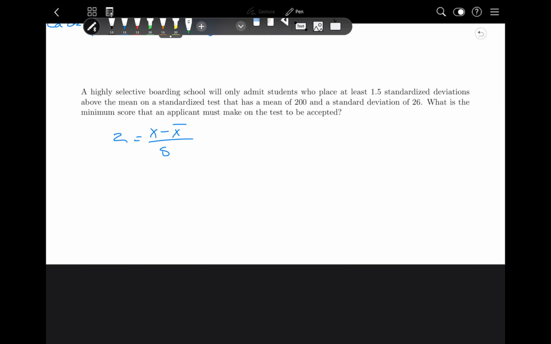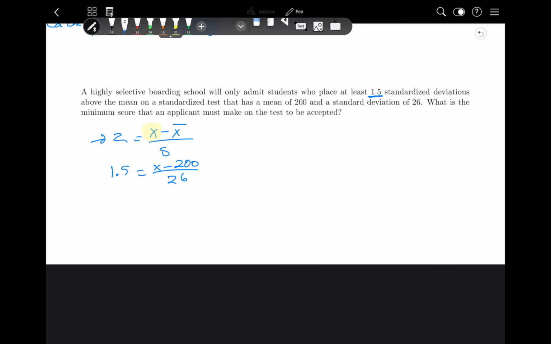Now in this case, the value we're looking for is not the Z-score, but the test score. So the test score here is the data value, so that's X. That's what we're looking for, that X value. So we want to plug in our other values and then solve for X. Our other values: we have 1.5 standard deviations, and standard deviations here is Z, right? Z is the number of standard deviations. So that'll be 1.5 equals X minus the mean, which is 200, divided by the standard deviation, which is 26.